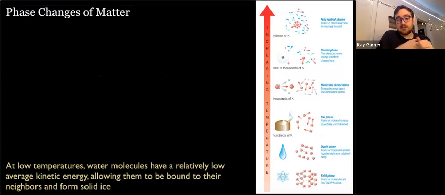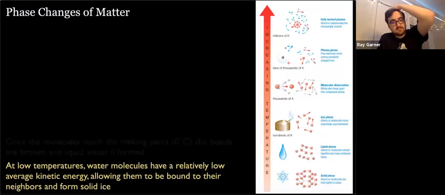So at low temperatures, water molecules will have a relatively low average kinetic energy. Remember, relatively low temperature, allowing them to be bound to their neighbors and form solid ice. The molecules are in this sort of crystal lattice, doesn't let any of them really move around much. And so that's why it's a solid ice.